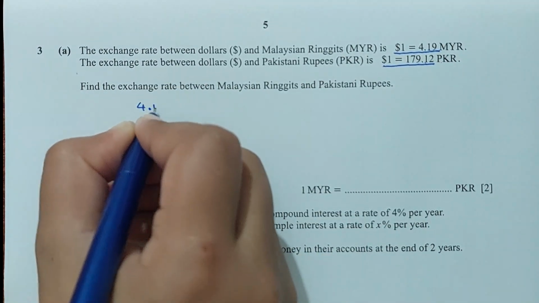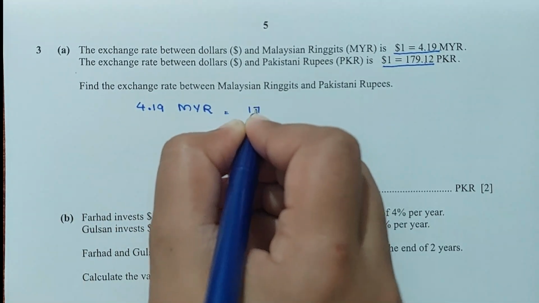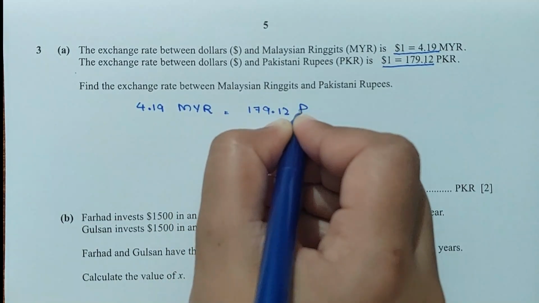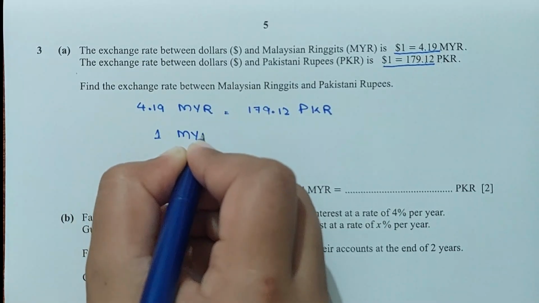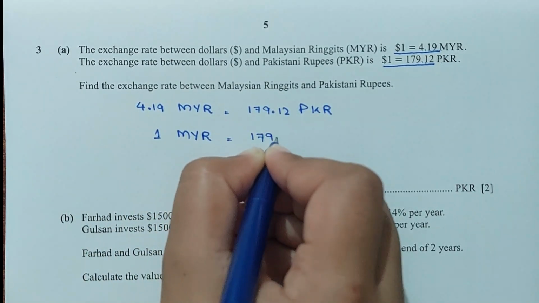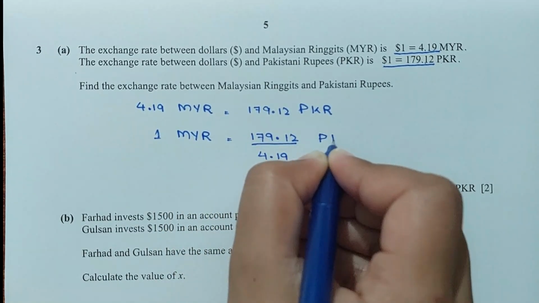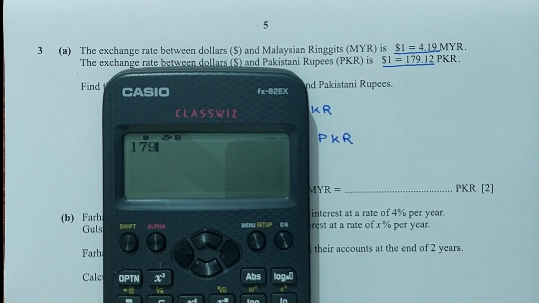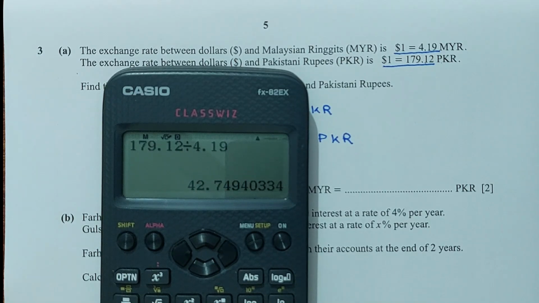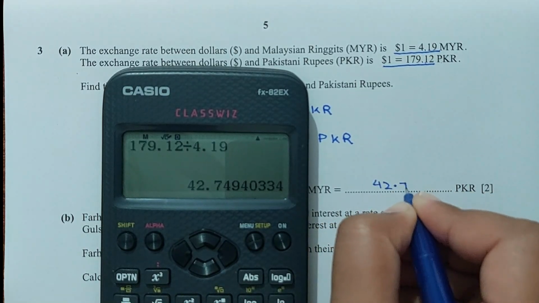So we can say 4.19 Malaysian ringgit is 179.12 PKR. All right, so what is 1 MYR? That is going to be 179.12 divided by 4.19 PKR. Let me simplify. 179.12 divided by 4.19 is 42.749, or 42.75 PKR.